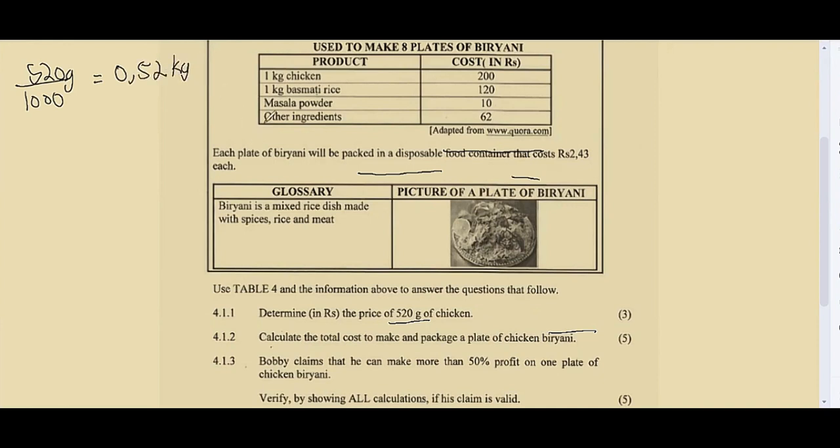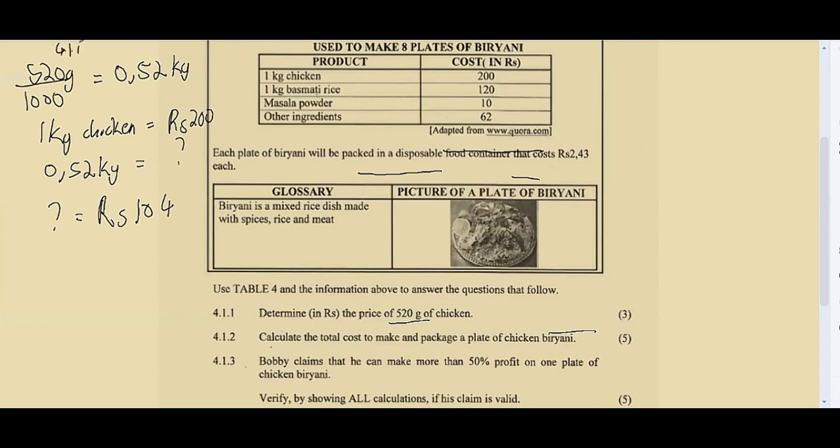Now we can determine the price by saying if 1 kg of chicken costs 200 rupees, then how much is 0.52 kg? In order to find the price, we can just cross multiply and find that 0.52 kg of chicken will cost us 104 rupees. So if we cross multiply that, we get 104 rupees. So that's how you are supposed to calculate that one.